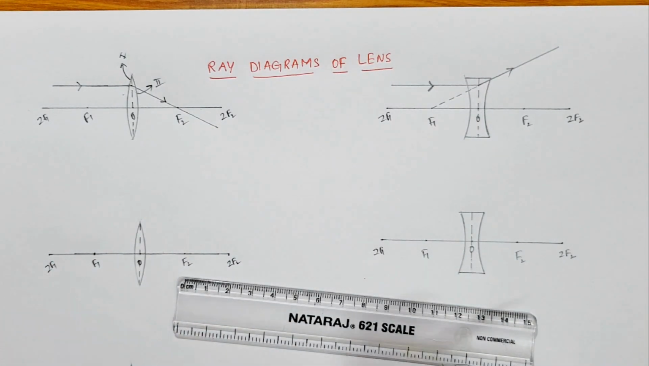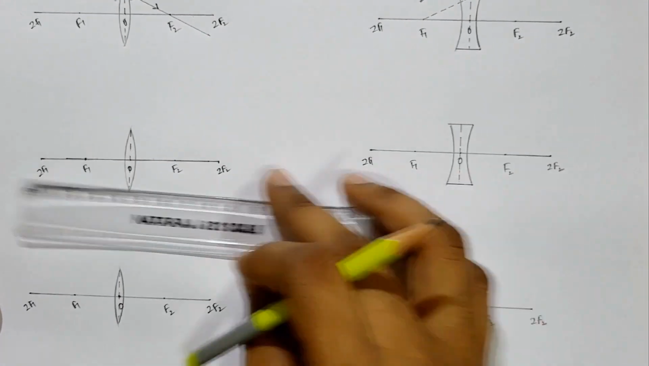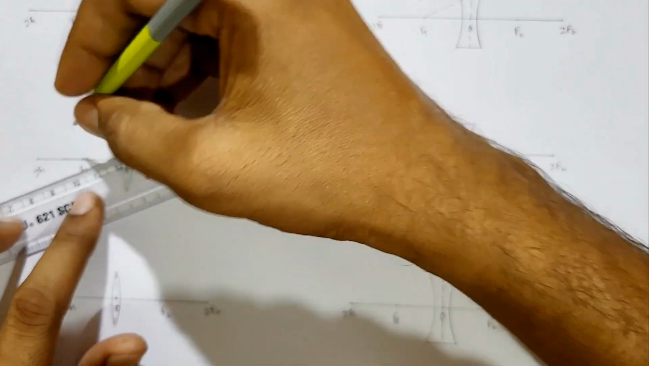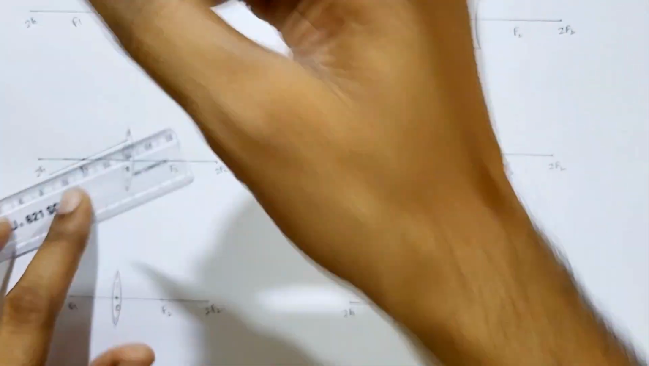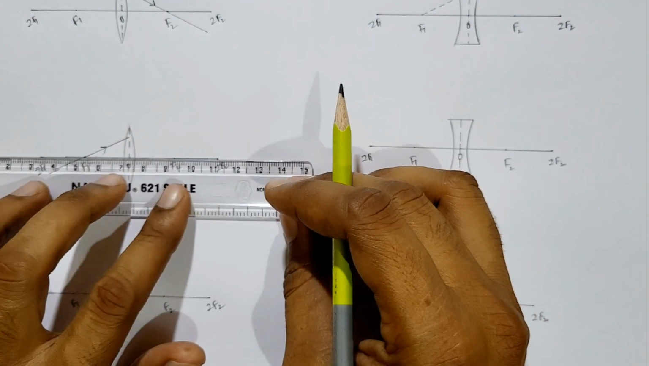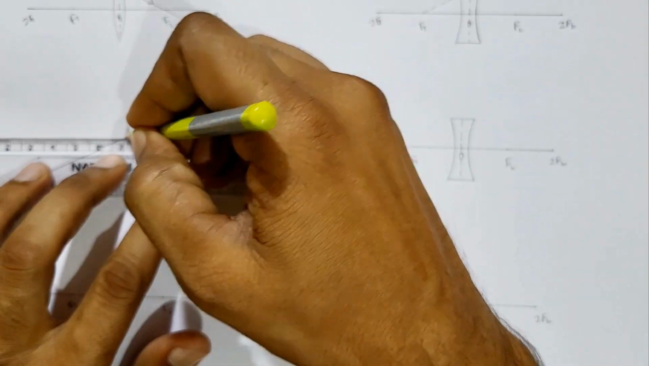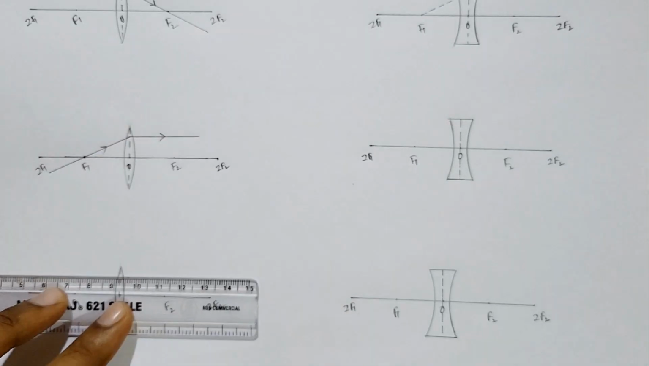Next, the case when a light ray passes through the focus. See, when a light ray passes through the focus of a convex lens, what happens? The incident light ray passes through the focus. What happens to the refracted light ray? The refracted light ray will pass parallel to the principal axis like this. This is in case of a convex lens.